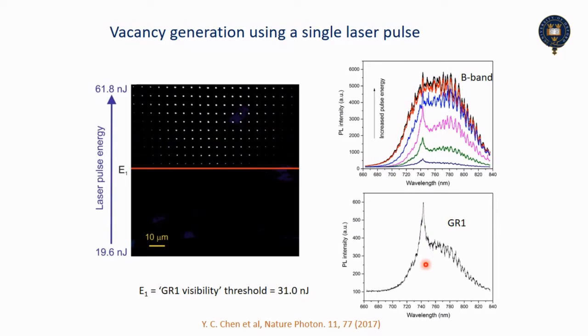As we go to higher pulse energies, towards the top of the figure here, we see additional broadband fluorescence at slightly longer wavelength. This is B-band fluorescence, which comes from additional damage of more complex defects in the diamond lattice. So we can see here that these higher pulse energies create more damage, which is not just individual vacancies.